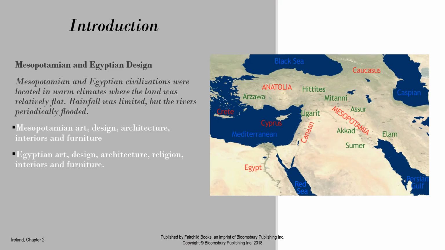Mesopotamian and Egyptian civilizations were located in warm climates where the land was relatively flat. You can see here in the map that Mesopotamia is located at the head of the Persian Gulf, and the region stretched really far, all the way to the foothills of Persia, over to the west of Syria, and down towards the Arabian Desert.